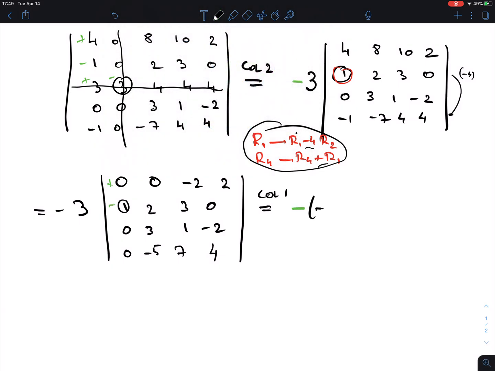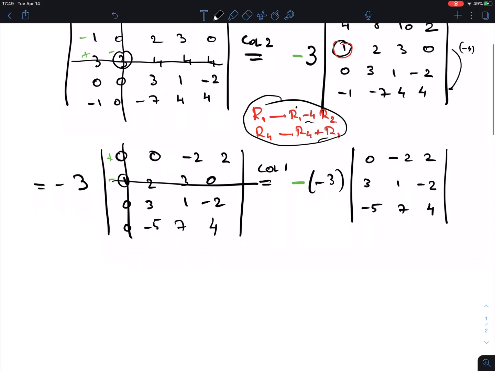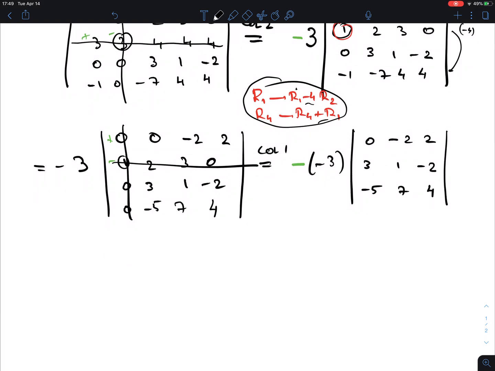We have already negative 3, and then what we're left with is this determinant: 0, negative 2, 2, 3, 1, negative 2, negative 5, 7, 4. Okay. Now this one, I admit I gave it a little bit harder. Originally I didn't intend to do this, but okay, it happened now. It's not that it's much harder. We have no 1 in the first column.